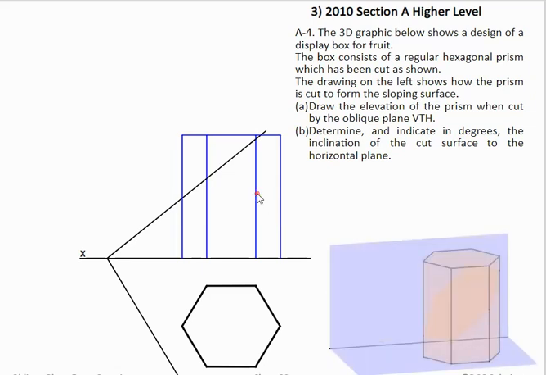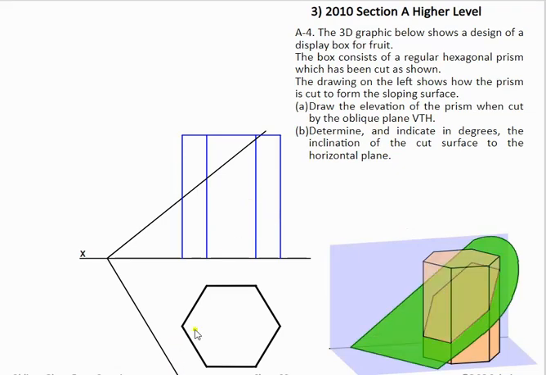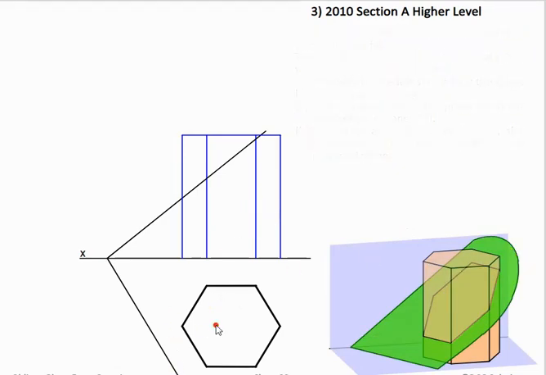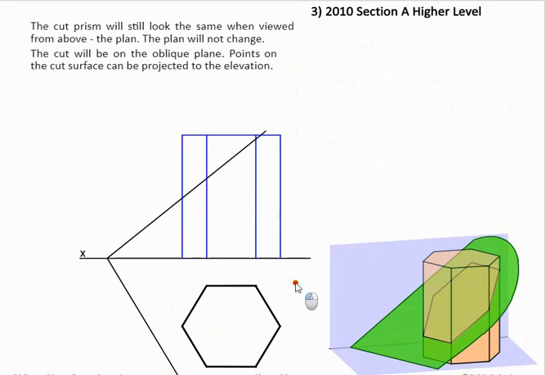Okay, so if we look at how we deal with this. First of all, we're going to bring our points from plan up to elevation using our traces. So what we're doing here is bringing this point up parallel to HT, vertically, and then horizontally across. Now this gives us a point here and a point here, because it's both this point and this point.